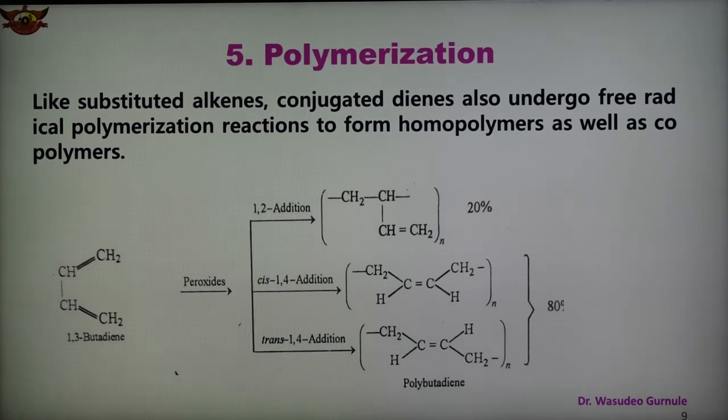In case of polymerization reaction, as we know, what is a polymerization reaction? Poly means many, merization is the process of formation of polymer. In the case of substituted alkenes, conjugated dienes also undergo free radical polymerization reaction, forming homopolymers as well as copolymers.